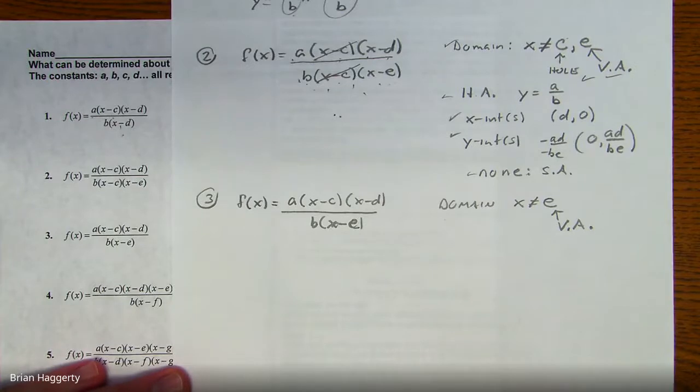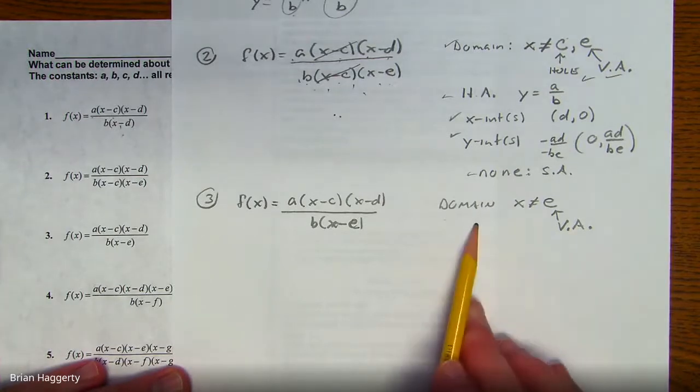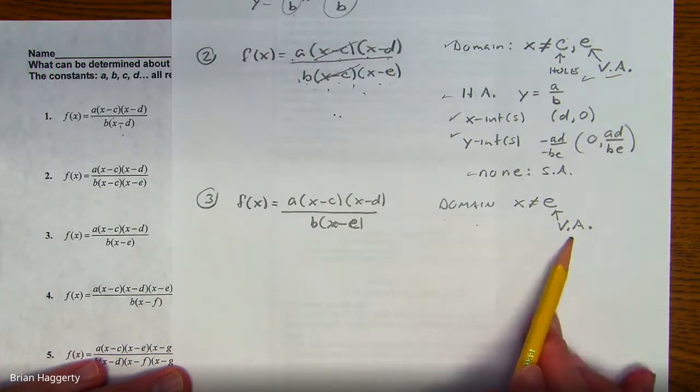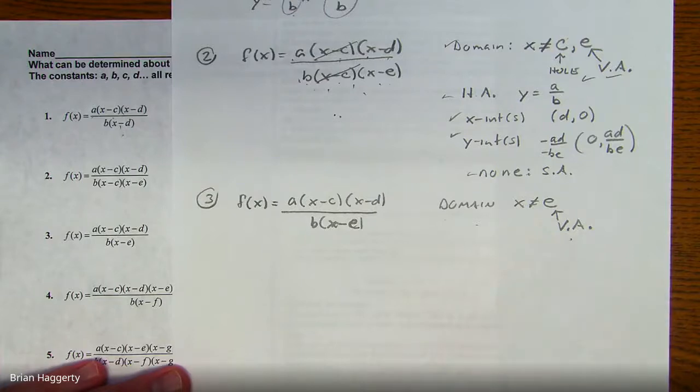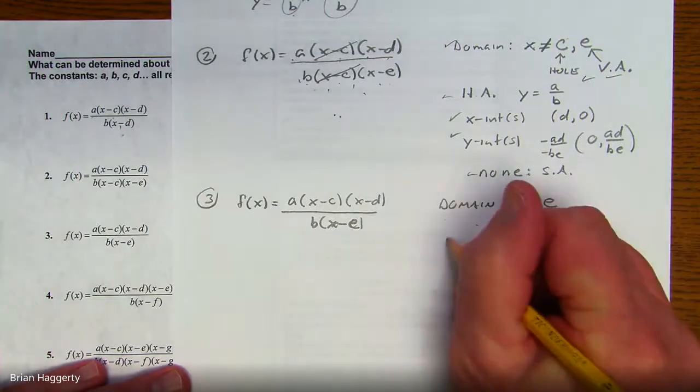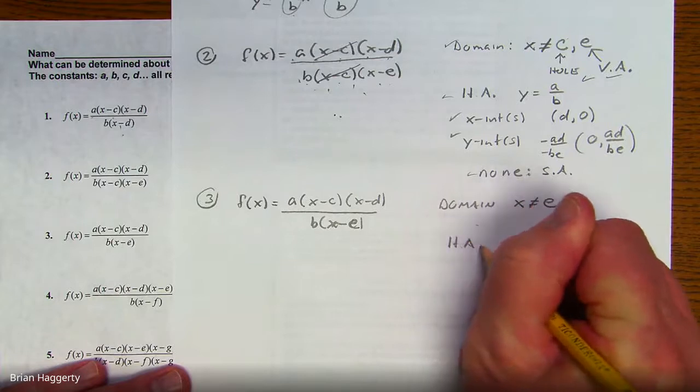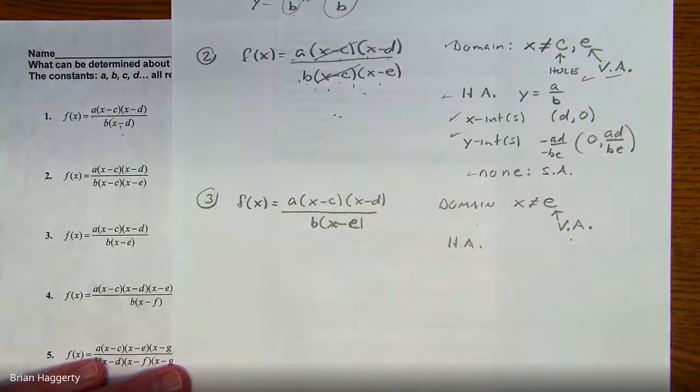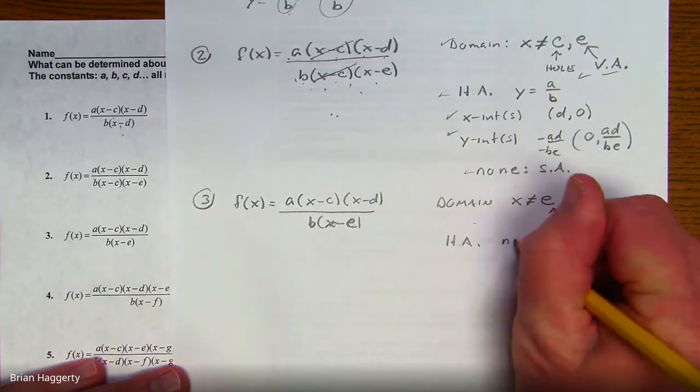All right. So we identified the domain, what's going on at that restriction. Let's go to the horizontal asymptote next. Okay. Do we have one? What's the degree of the top? 2. What's the degree of the bottom? Is 2 bigger than 1? Yeah, that means there's no horizontal asymptote.